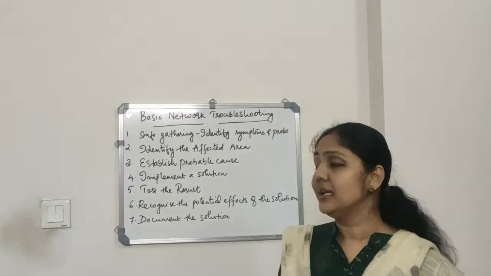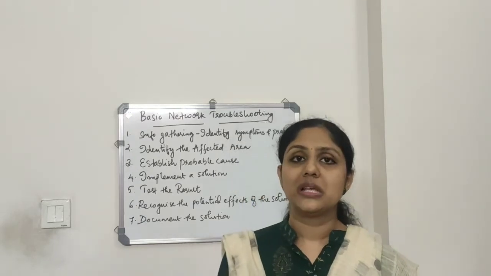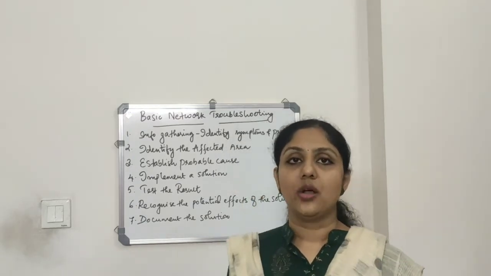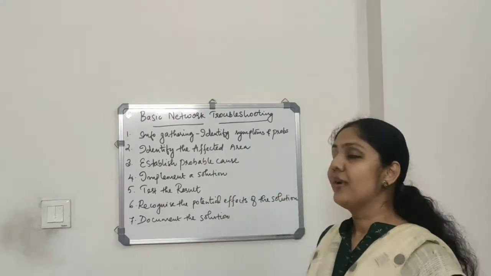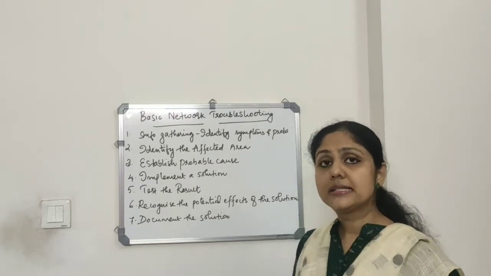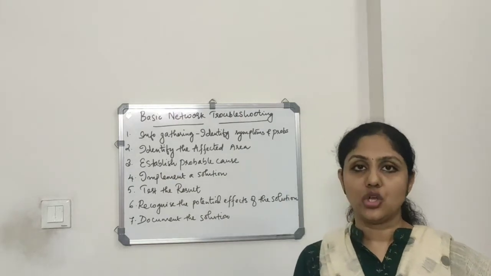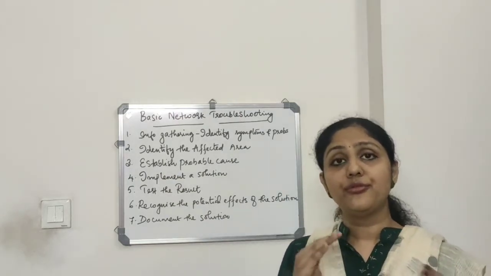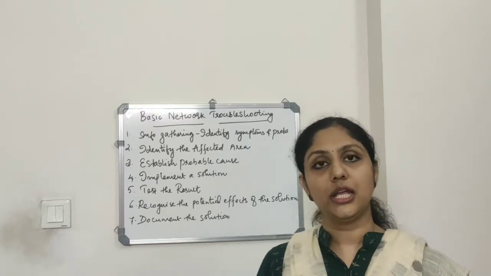So identifying the ones which are influenced or affected by the issues will give us the first sign of where the issue exists. Once you find out the affected area or the affected device, the next step is to establish the probable cause. That means you have to find out the exact reason or the cause behind the issue.